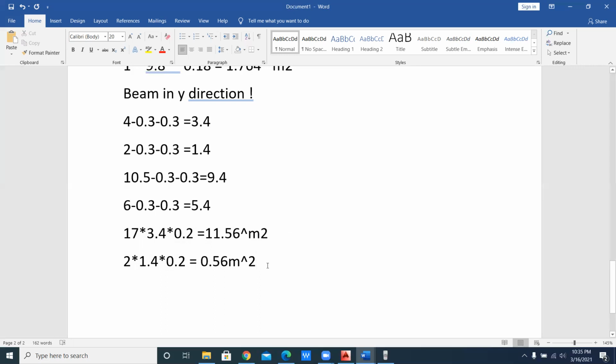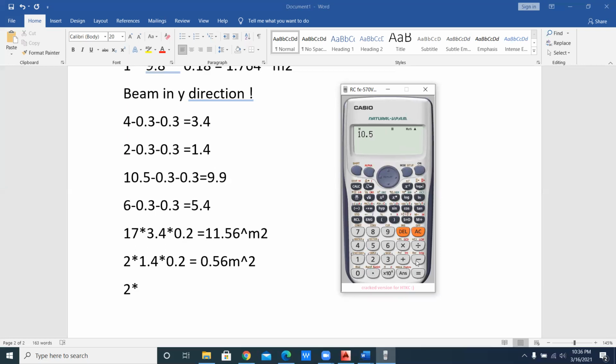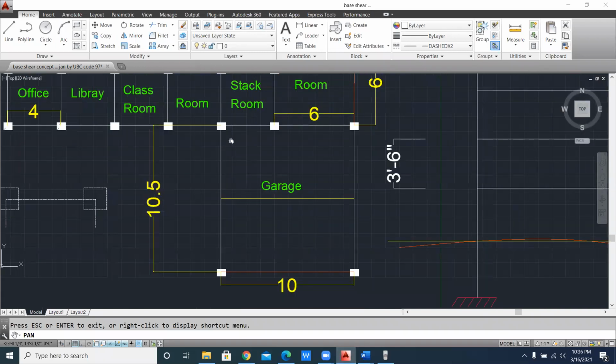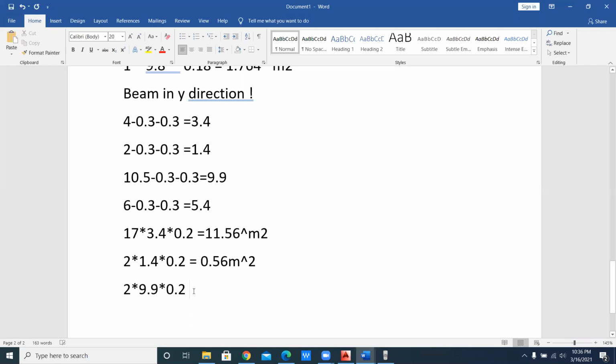So what is basically the third thing? That is 2 multiplied by, okay, now you have to calculate, this is 9.9. What is basically 9.9? If you find out here, that is 10.5 minus 0.3 minus 0.3, you will find 9.9. Okay, so 2 multiplied by 9.9. Why 9.9 and why 2? Because you will see here that normally in the y-axis direction there is one beam, and in the other there is another beam, that is 10.5, and that is also 10.5, 9.9, and that is 0.2. Okay, so what will you get?